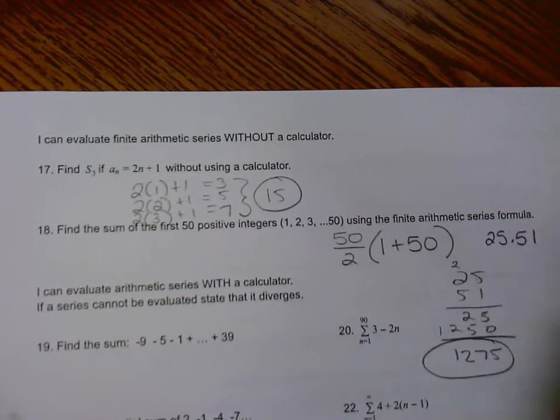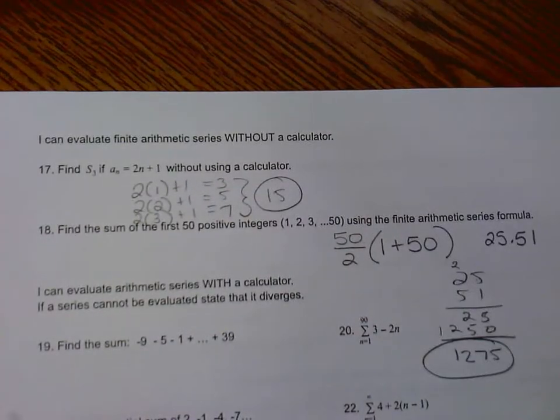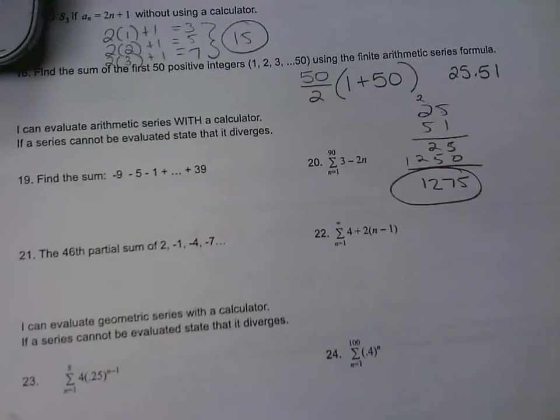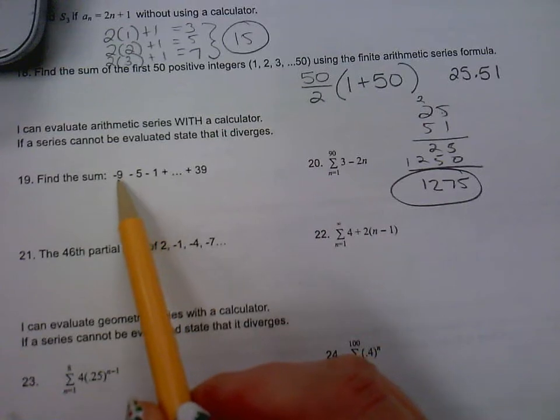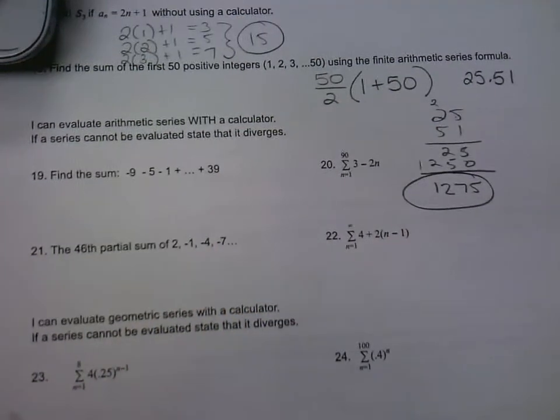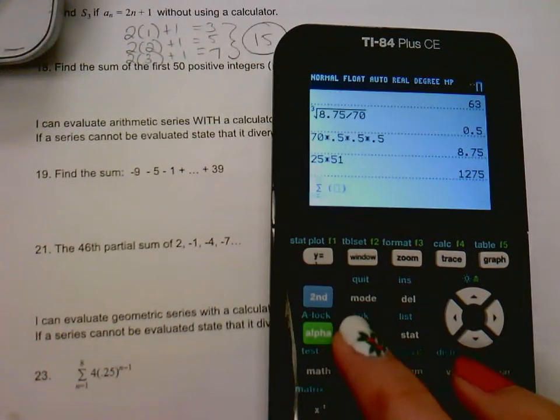Let's check. 25 times 51. I can evaluate arithmetic series with a calculator. So I'm finding the sum from -9 to 39, and I can use a calculator. So I'm going to go to math summation. I'm going from n is 1.